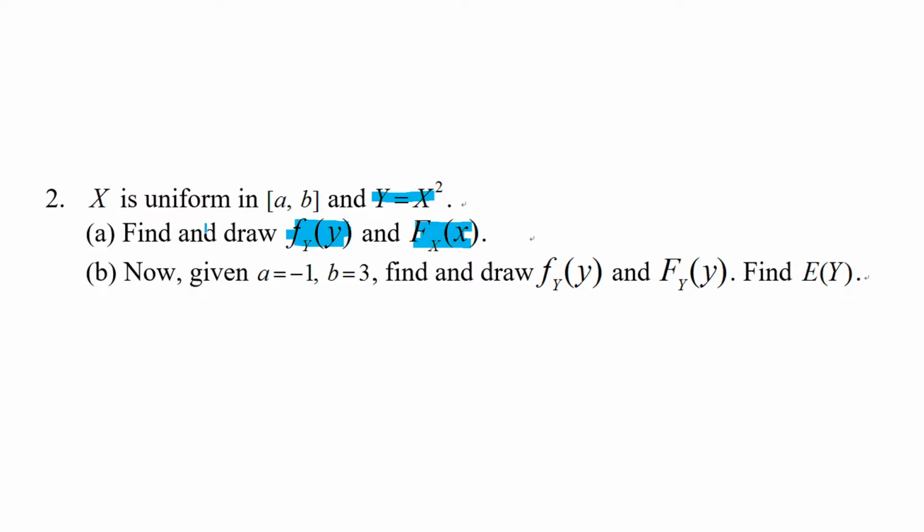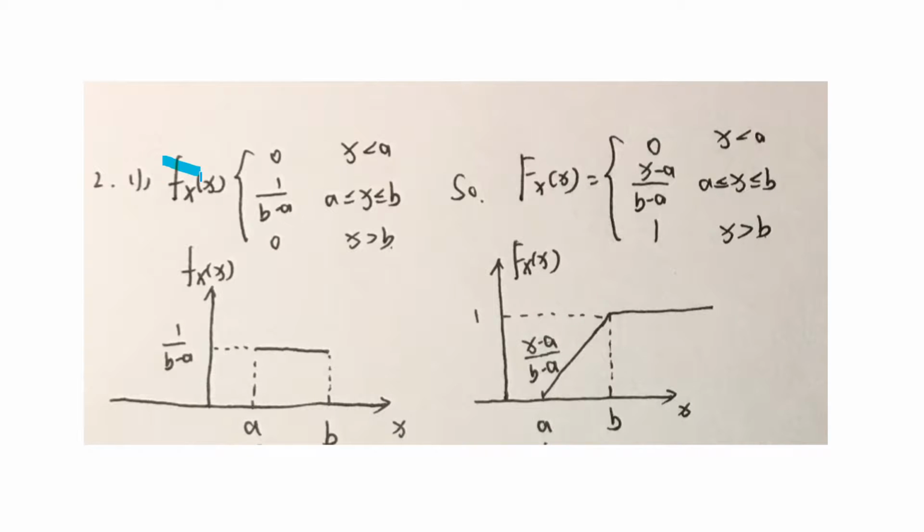We can tell from this question that x is uniform in the range between a to b, so x has a uniform distribution, and we can easily write the probability density function of x, like this. f_X(x) equals 0 when x is less than a, and equals 1 divided by b minus a when x is in the range between a to b, and when x is greater than b, f_X(x) is still 0.